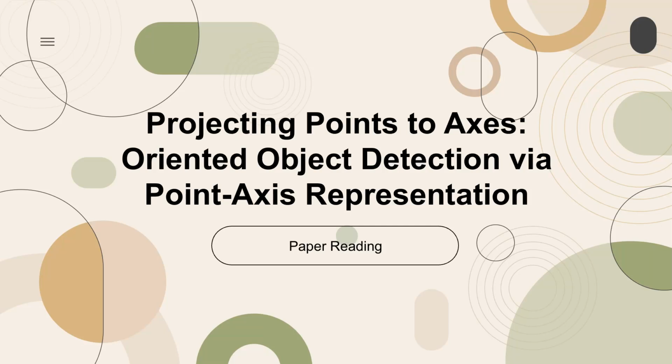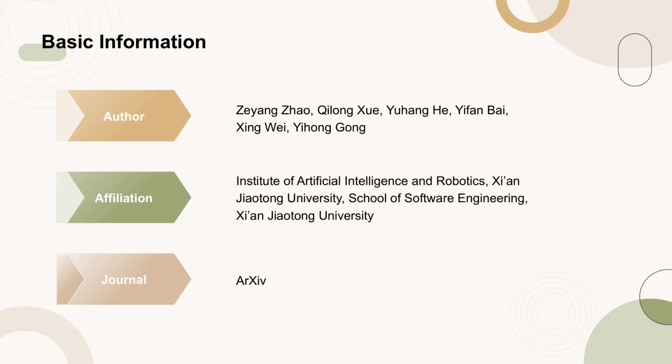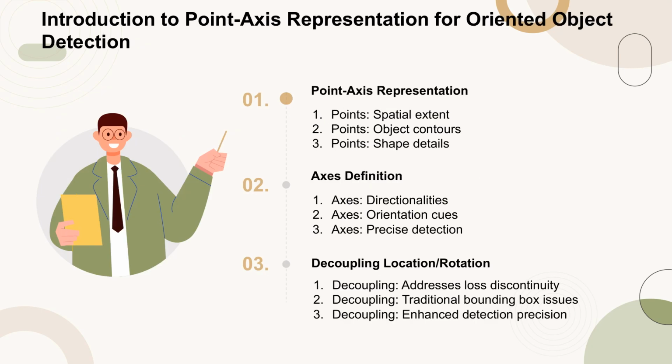Today's paper is titled, Projecting Points to Axes, Oriented Object Detection via Point Axis Representation. This paper was published on arXiv by Zeyang Zhao and colleagues from the Institute of Artificial Intelligence and Robotics at Ziyang University. The point axis representation for oriented object detection, as introduced in this paper, is designed to enhance the flexibility and geometric intuitiveness of object detection in aerial images.